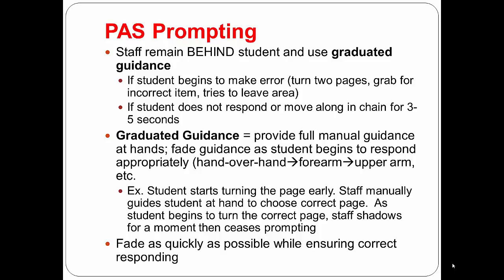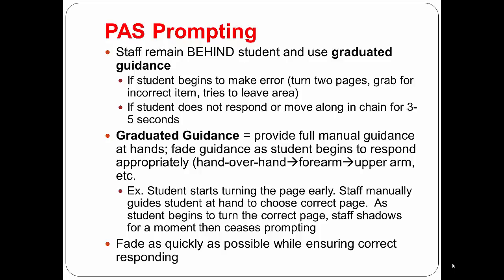During prompting of a picture activity schedule, staff should remain behind the student and use graduated guidance. If a student begins to make an error, like turning 2 pages or trying to leave or grabbing the wrong items, or if the student doesn't respond or doesn't move along for 3 to 5 seconds, the teacher should prompt using graduated guidance. For graduated guidance, the teacher or paraprofessional should provide full manual guidance at their hands. As the student begins to respond appropriately or accurately, the staff should fade back their guidance, hand over hand to forearm to upper arm, etc.